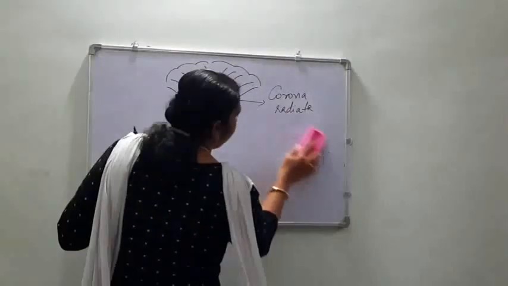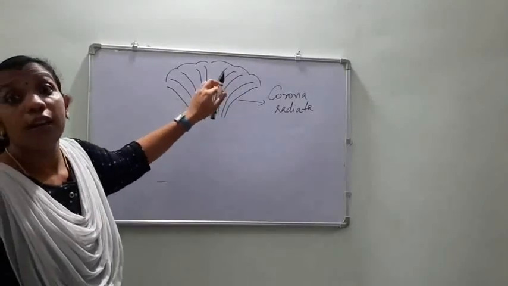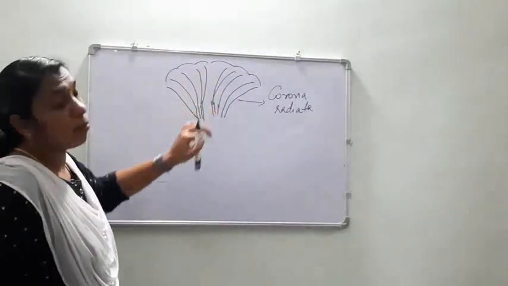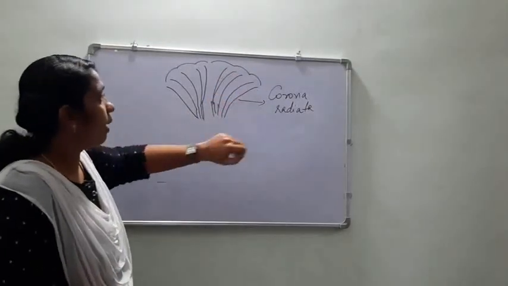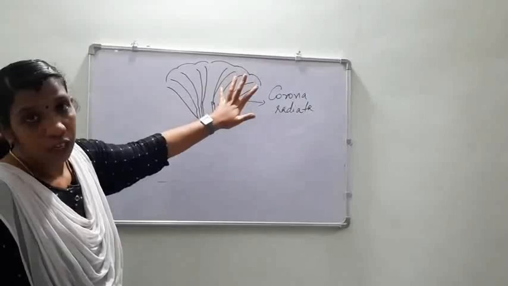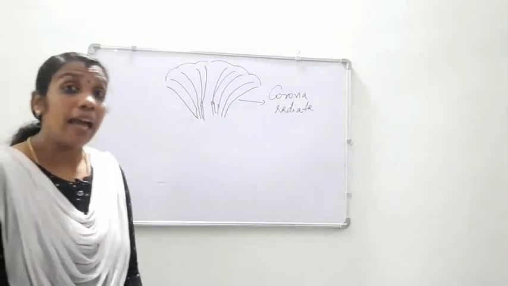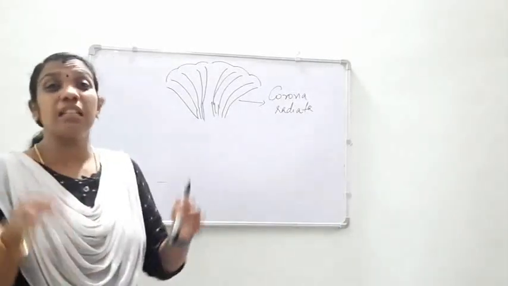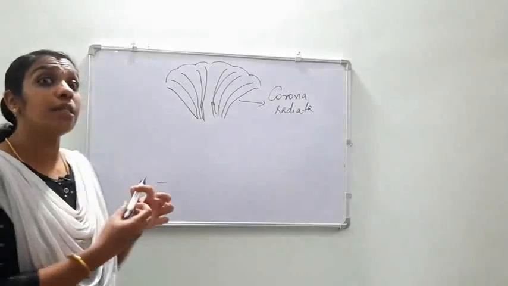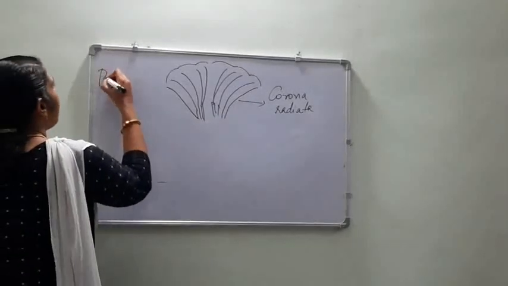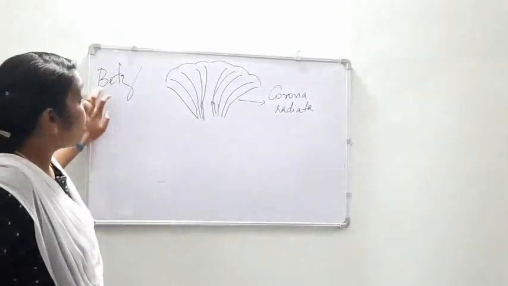So like that, there is fanning of the fibers of the pyramidal tract from the primary motor area, and this is known as corona radiata. And there are some specialized big pyramidal cells, big motor cells. It is known as Betz cells.